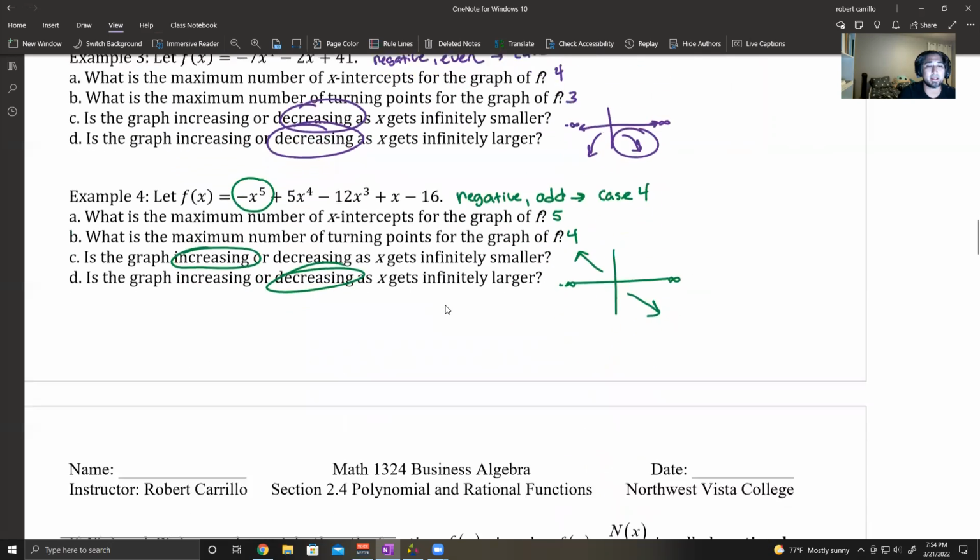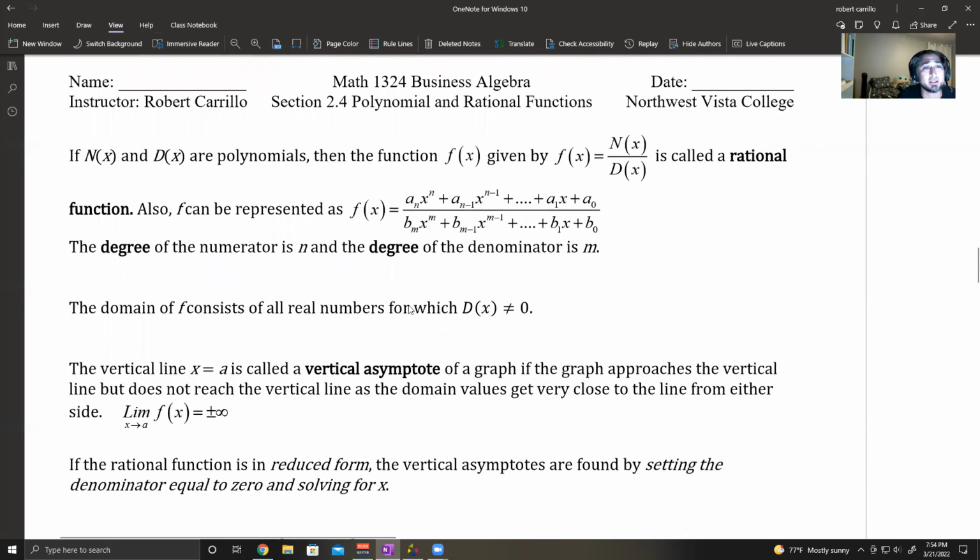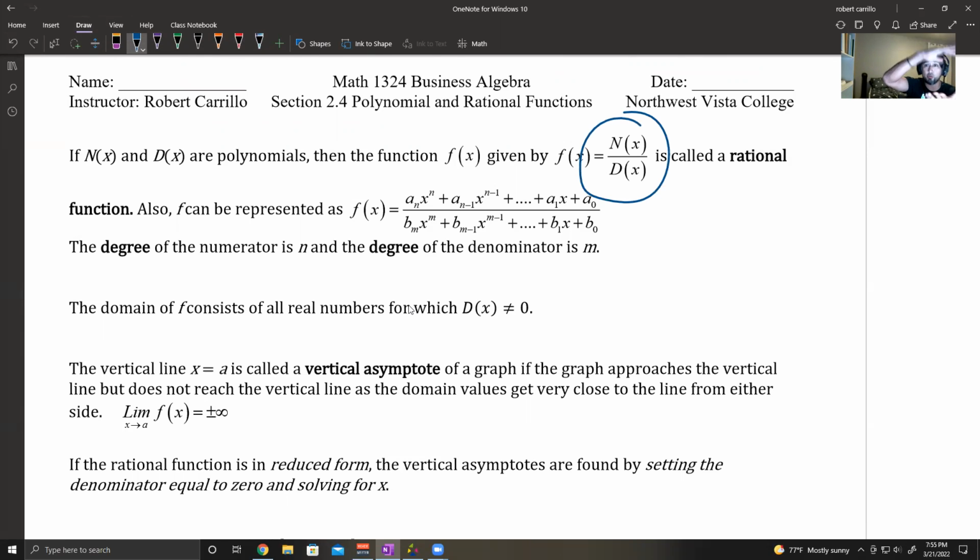So now we get into the characteristics of rational functions. So remember, rational is just a fancy word for fraction. So here we're going to have a whole page of definition. So starting it off, it says if n of x and d of x are polynomials, then the function f of x given by f of x equals n of x over d of x is called a rational function. So this is just a polynomial over a polynomial, which is a fraction, but in function notation, or to define it as a function, we call it a rational function, which again is a fancy word for fraction.